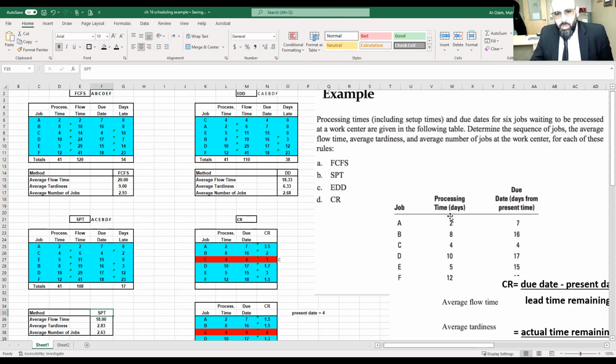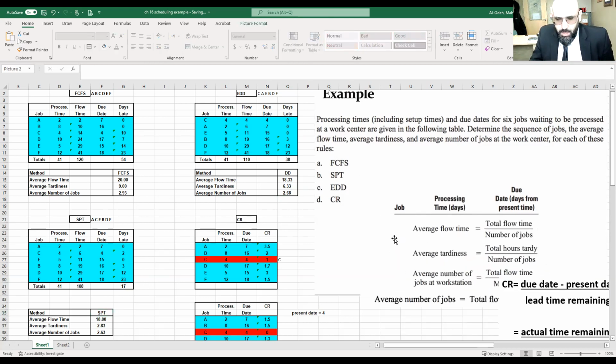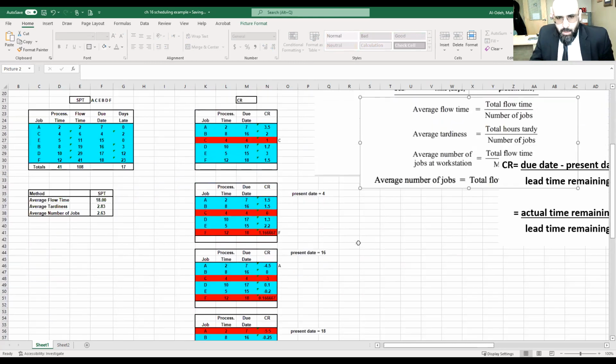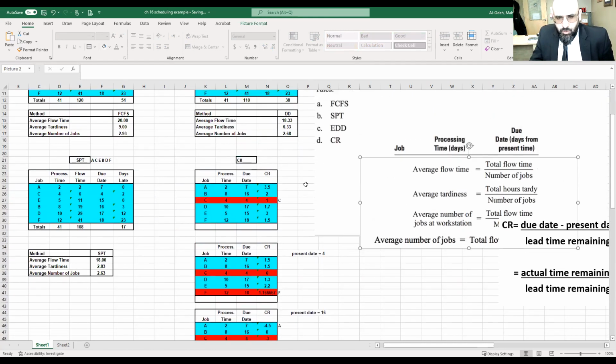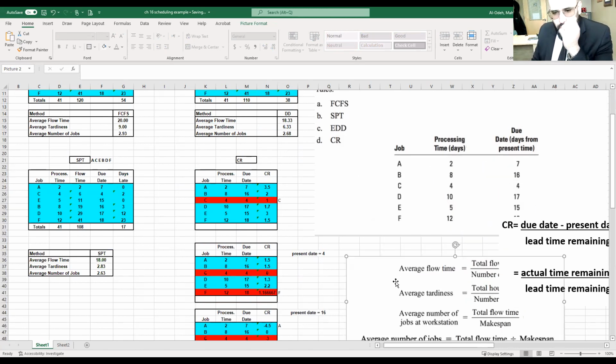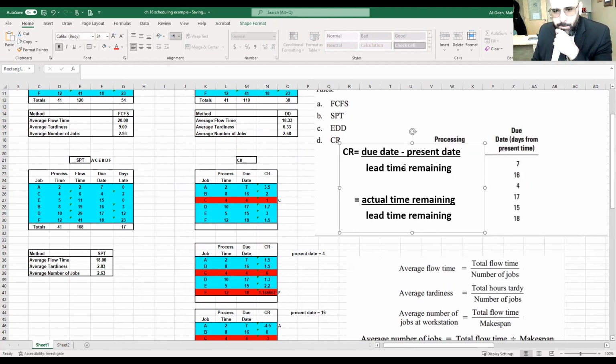Now we're going to move to the critical ratio sequence, and that's going to take us a while to figure out because we have to walk through each process and start eliminating them. So let's go ahead and work on this. What is the critical ratio? The critical ratio can be calculated as the due date minus the present date, divided by the lead time remaining.